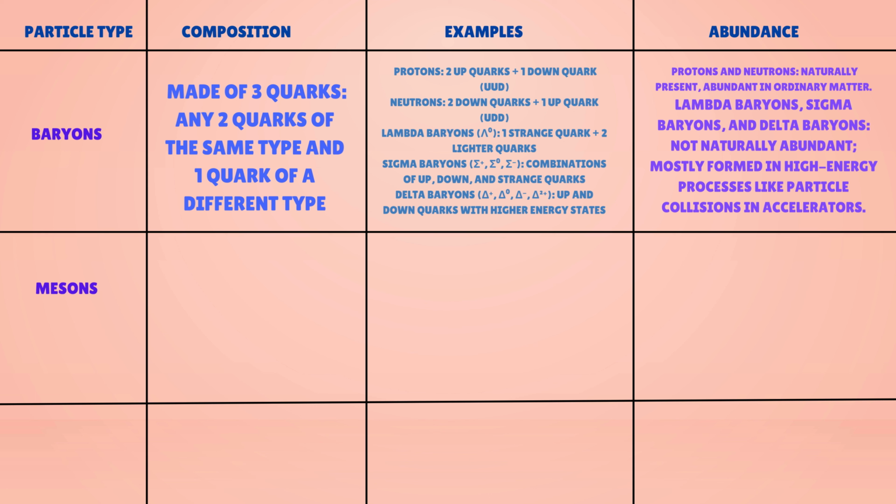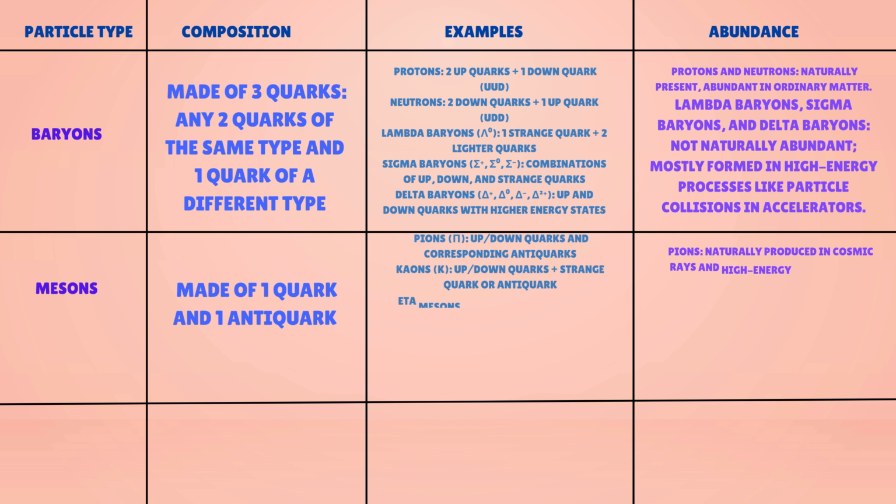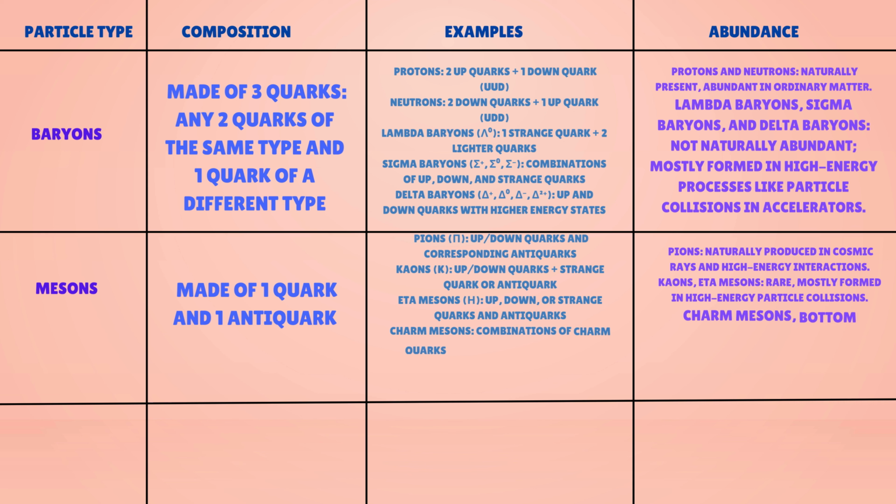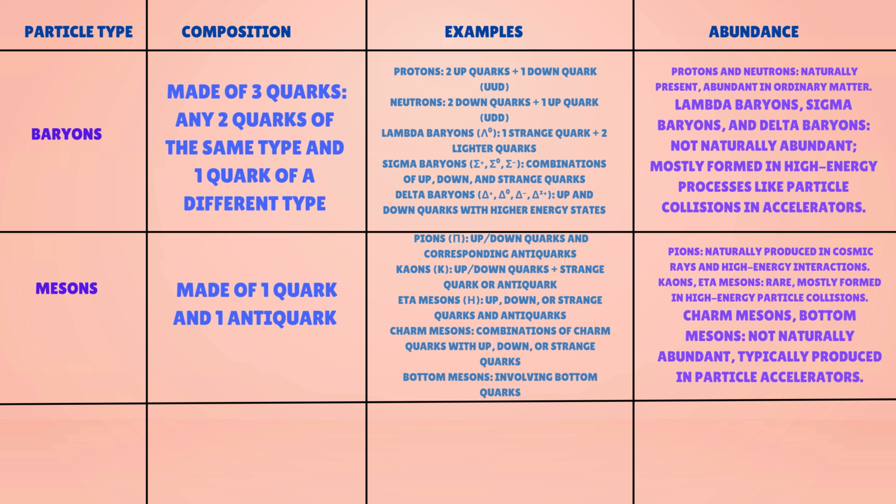Next are the mesons, which are made up of 1 quark and 1 antiquark. For instance, pions are the most common mesons, naturally produced in cosmic rays and high-energy interactions. But kaons, eta mesons, charm mesons, and bottom mesons aren't naturally found in everyday matter. They are generally formed in high-energy collisions in particle accelerators.